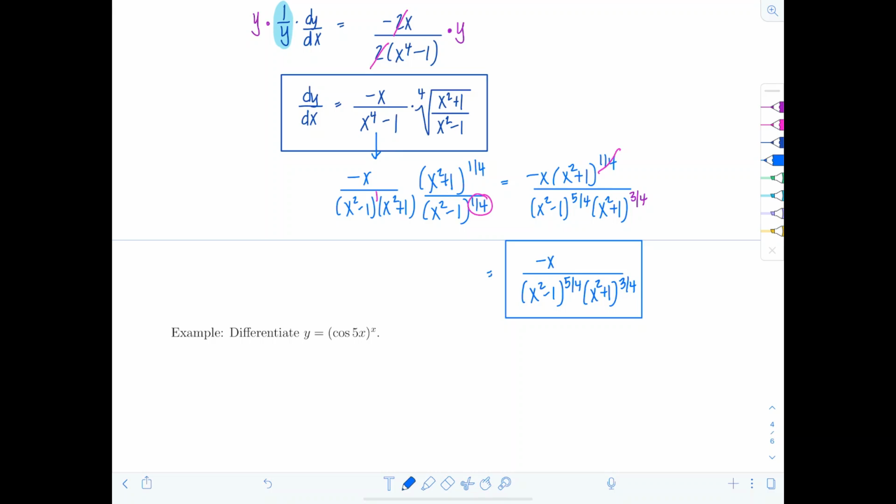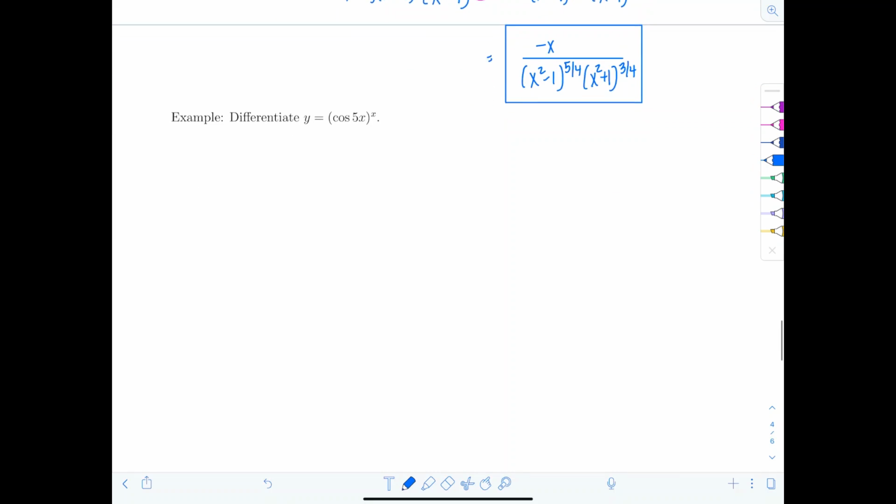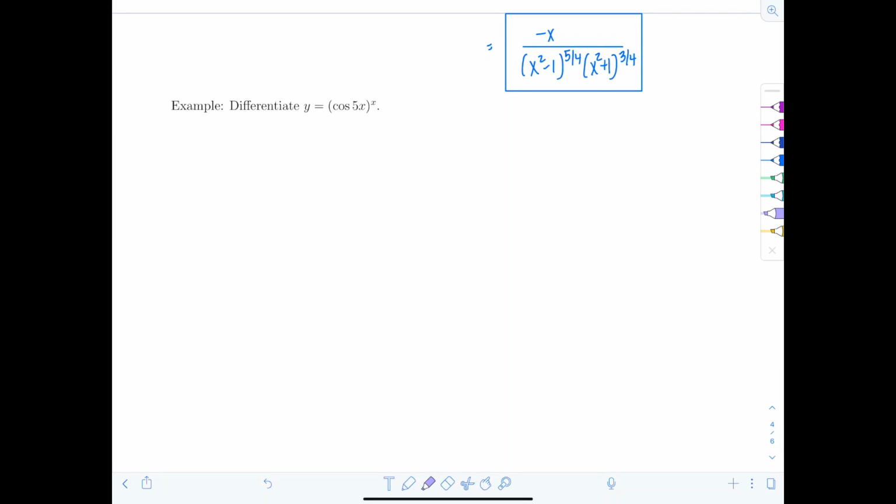Anyways, main idea is when you look at the original problem and it's got a lot going on, chain rule, product rule, quotient rule, all kind of nested into the same problem. Nice idea to take the natural log of both sides, expand, and then differentiate from there. Other scenario where you absolutely have to use it is when you have a variable in the base and in the exponent. X is there, X is there. You have to take the natural log of both sides.